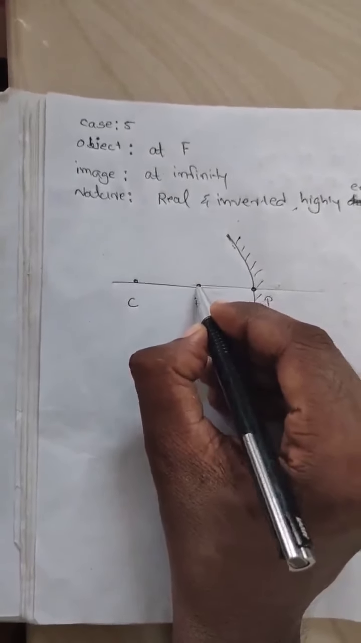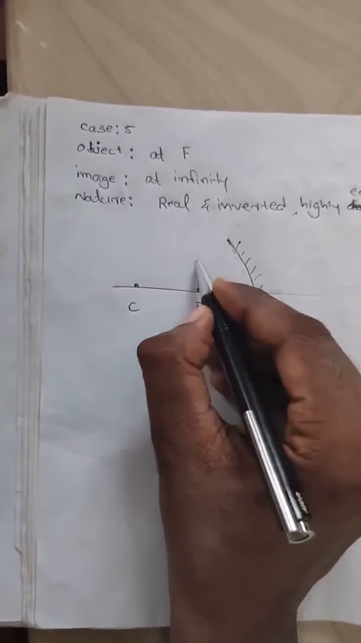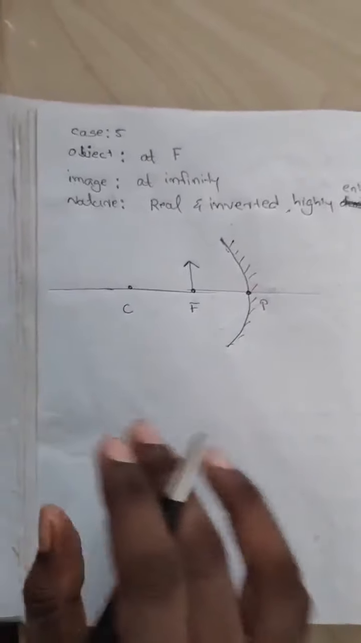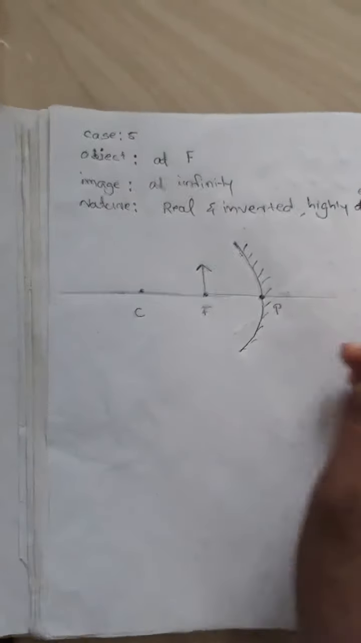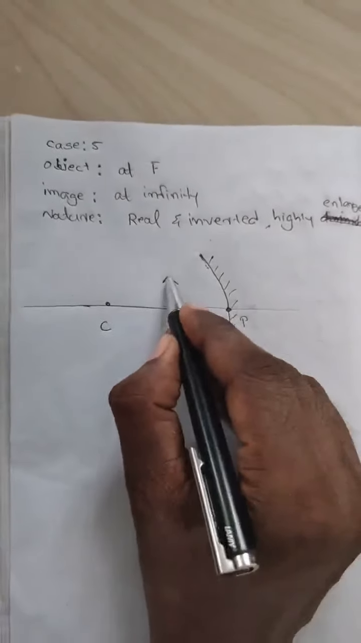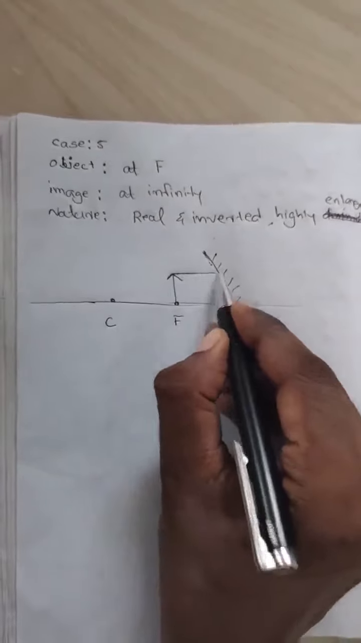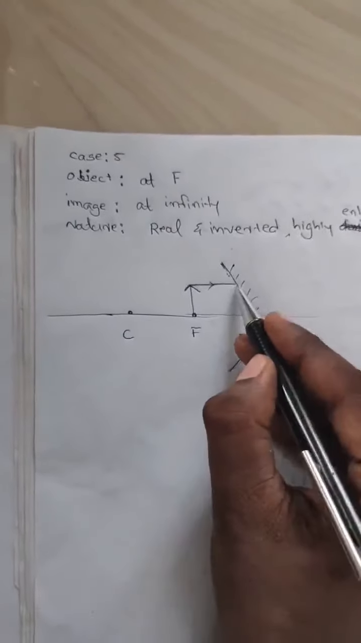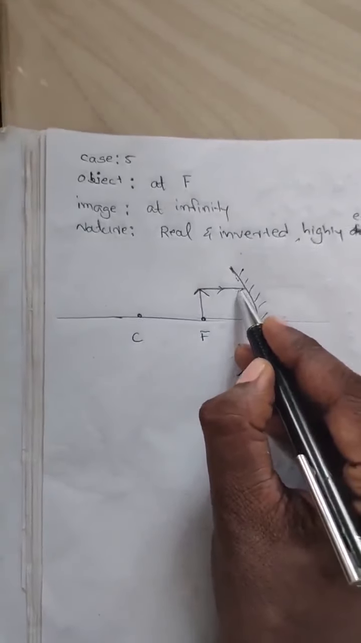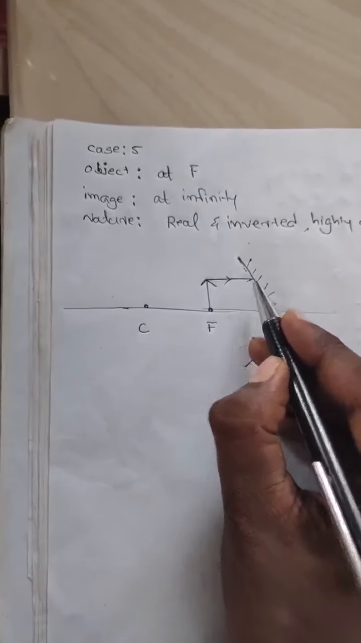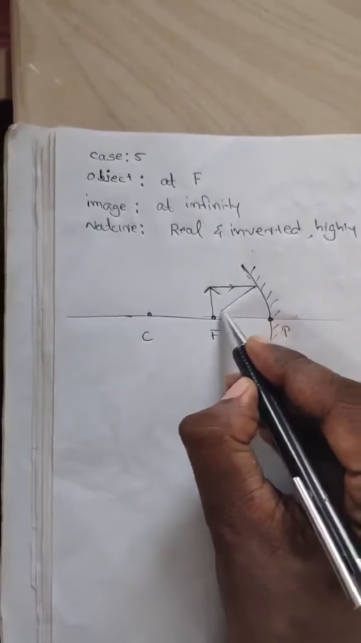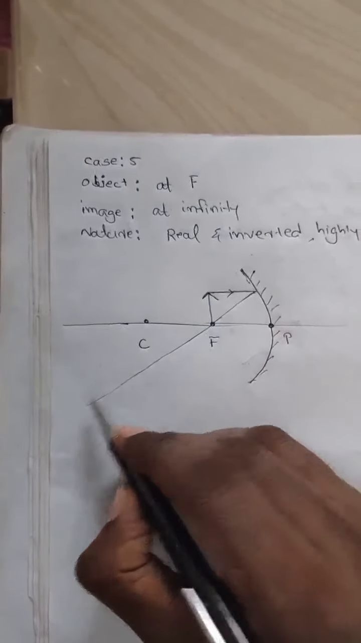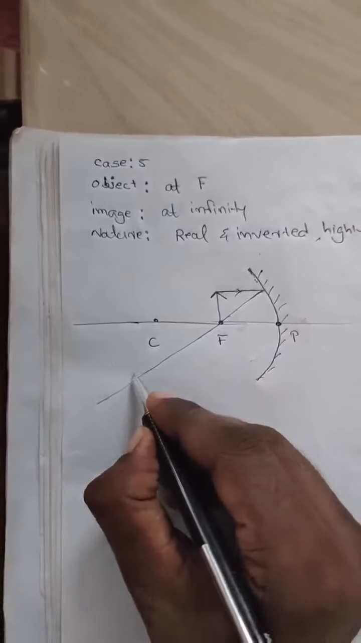We are placing our object at F and the rays. First ray, we are taking the ray parallel to the principal axis. You know that a ray parallel to the principal axis after reflection will move through the focus. So this is our first ray.